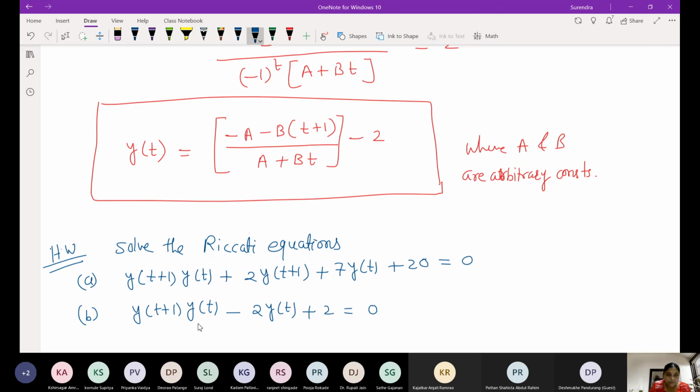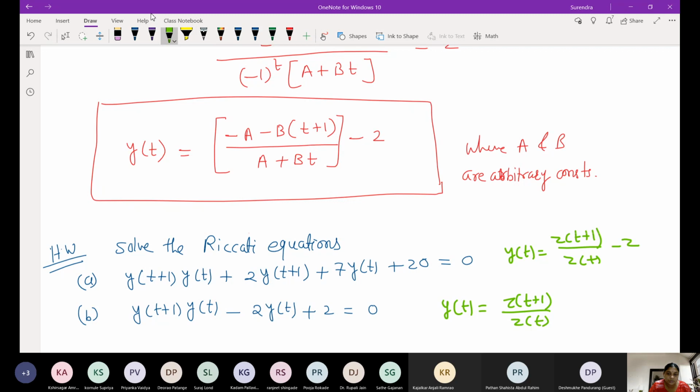So what is the substitution I need to do here? What is P of t? If I compare, P of t is again 2 for the first one. And in the second equation, P of t is 0. So the substitution will be yt equals z at t plus 1 upon zt minus 2 only, like the above one. And for this we have to use the substitution z at t plus 1 upon zt because P of t is 0. Is that okay?